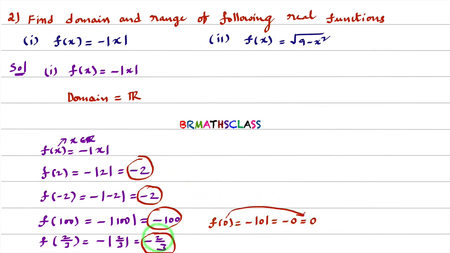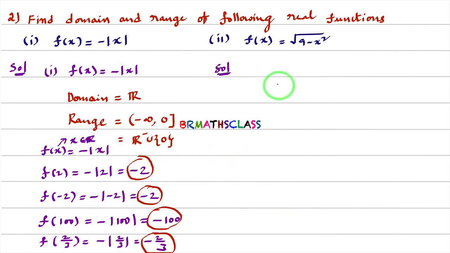From these examples, we can understand that all images are negative real numbers. 0 is also possible. So, what do we say about the range? Range is all negative real numbers including 0. That means we can write it like this: minus infinity to closed 0. That means all negative real numbers will come here. As I am writing a closed bracket, 0 is included. For infinity, we always write an open bracket. Or else the same answer you can write like this also: all negative real numbers including 0.